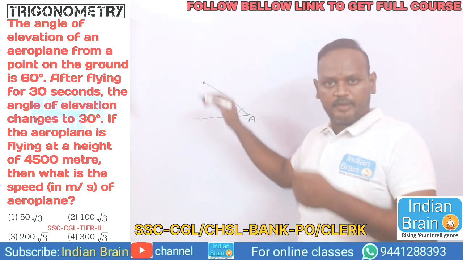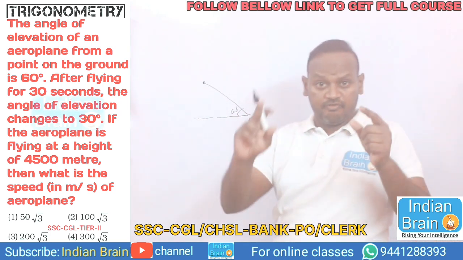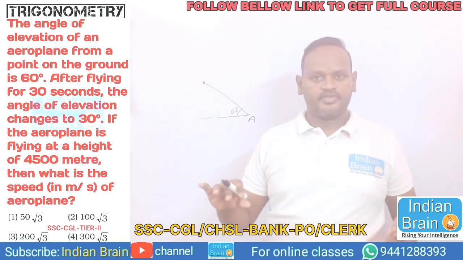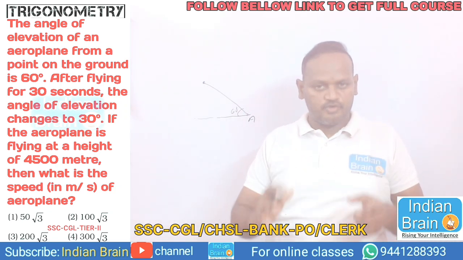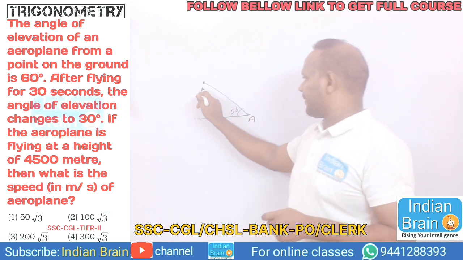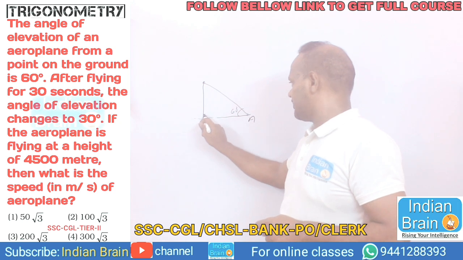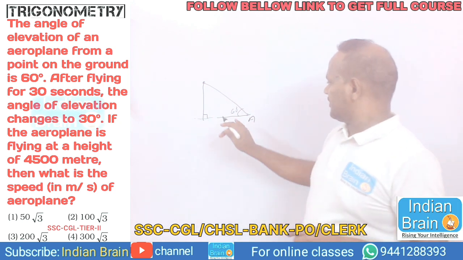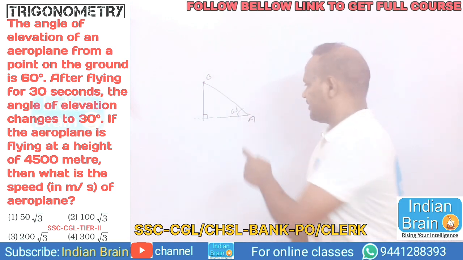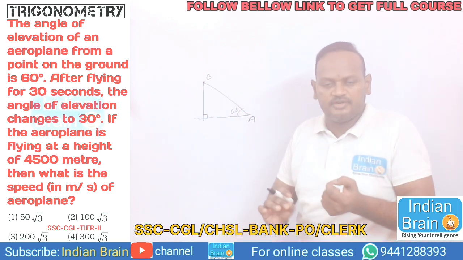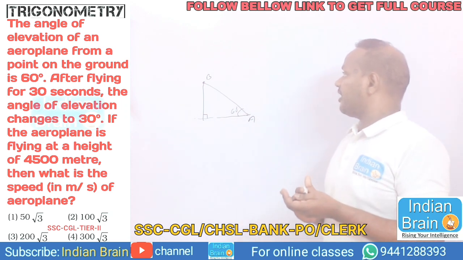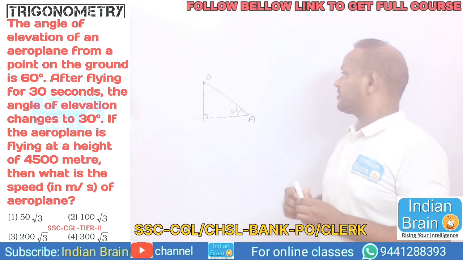Okay, better to draw a perfect line for our comfort only. Why? Because we need to form a right angle triangle to utilize trigonometry properties. Yes or no? That's why I need to draw a perpendicular line towards the ground. Yes, it can be a right angle triangle. This point can be taken as B, the aeroplane, and A can be the point of observation on the ground. Clear cut story.